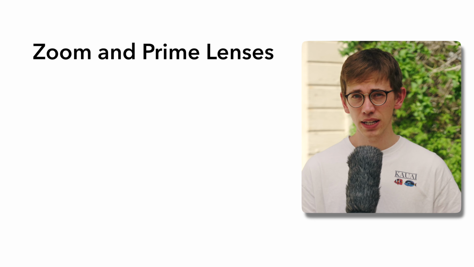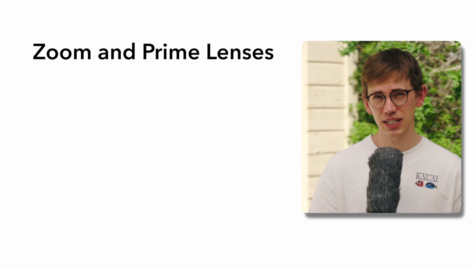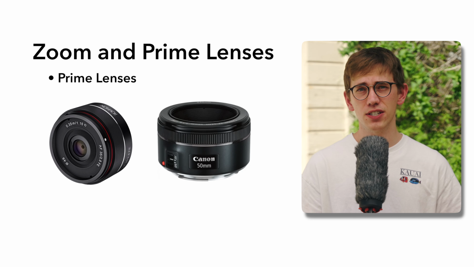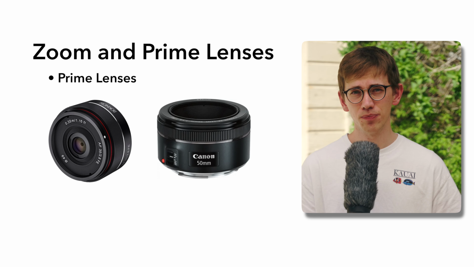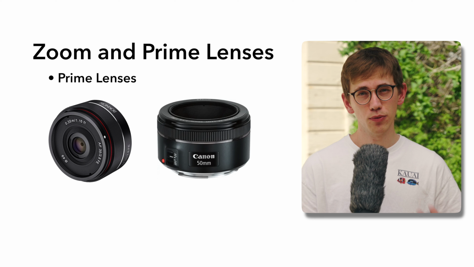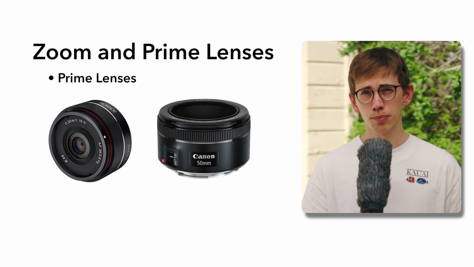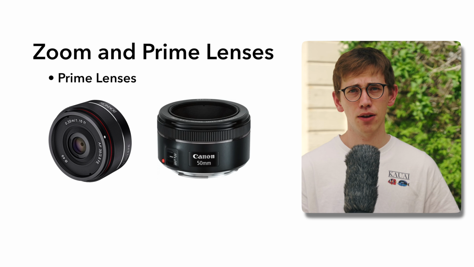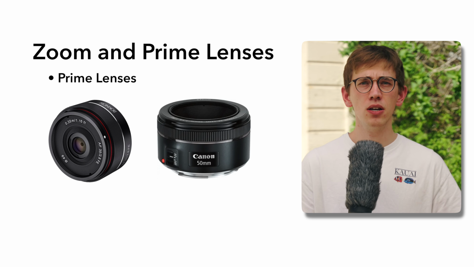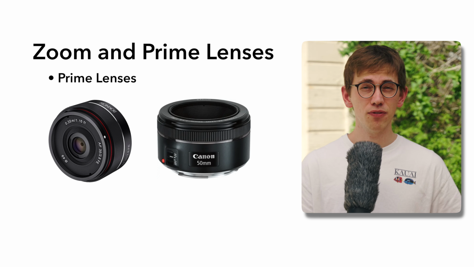All right, with that out of the way, let's talk about zoom lenses versus prime lenses. Prime lenses have a fixed focal length, so there's no zoom. If you want a different frame, you'll have to reposition the camera. They're usually sharper, let in more light, and have fewer moving parts. And depending on what you're looking for, they're often cheaper.